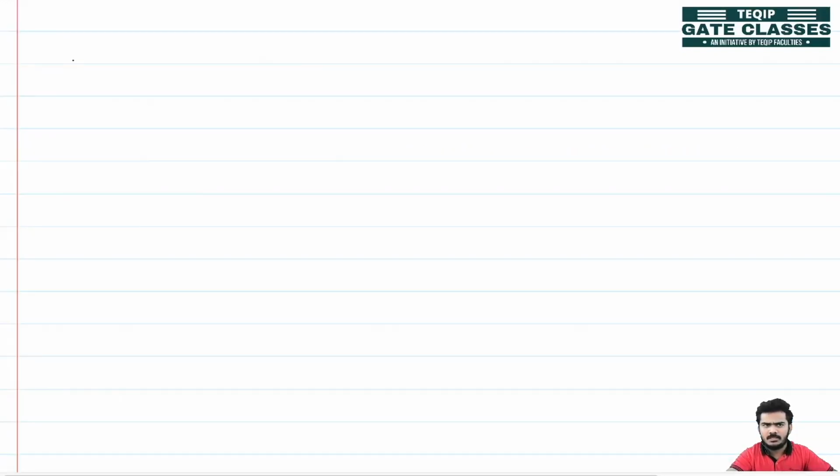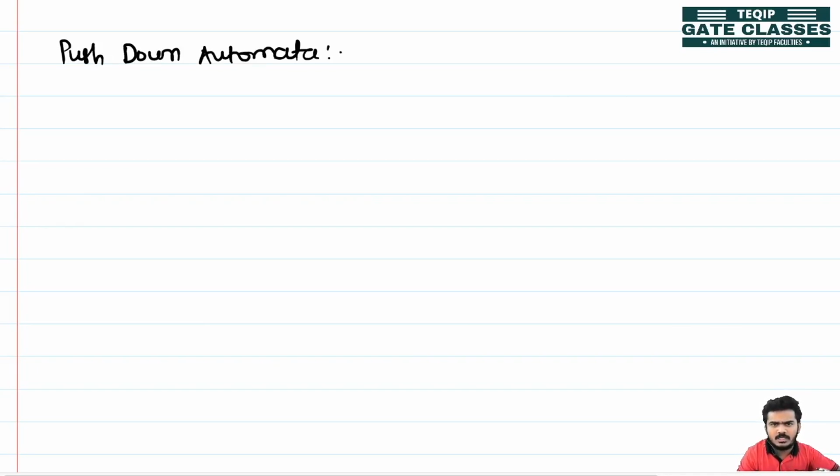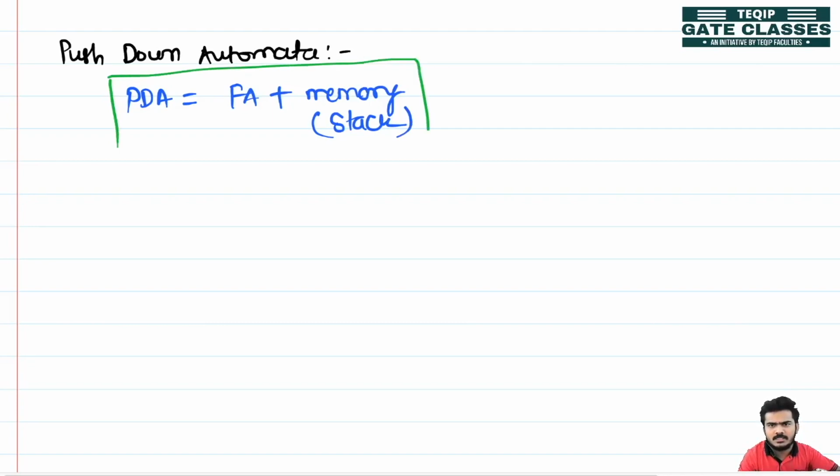So for accepting context free languages we have an automaton called push down automata, and this automaton has a finite memory. We can say that PDA is nothing but finite automata plus some finite memory. Here, for this memory, we are using a stack. So PDA is nothing but finite automata plus stack.